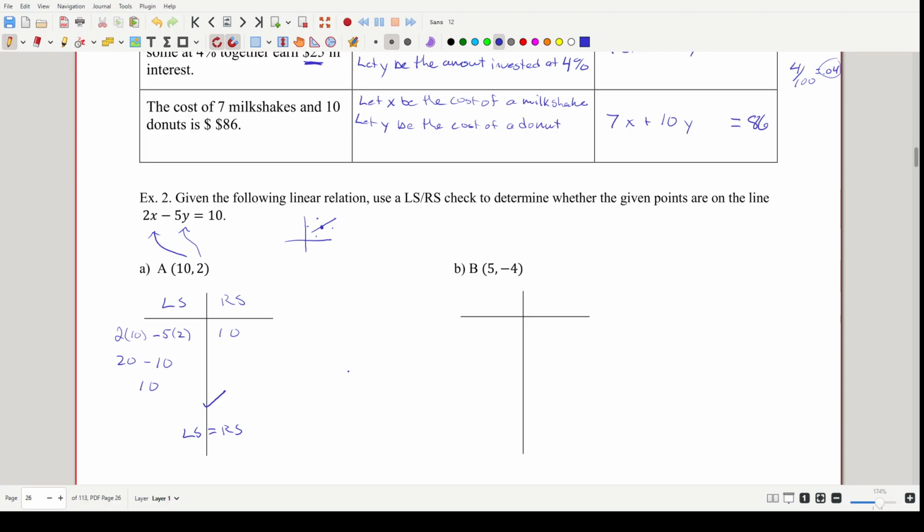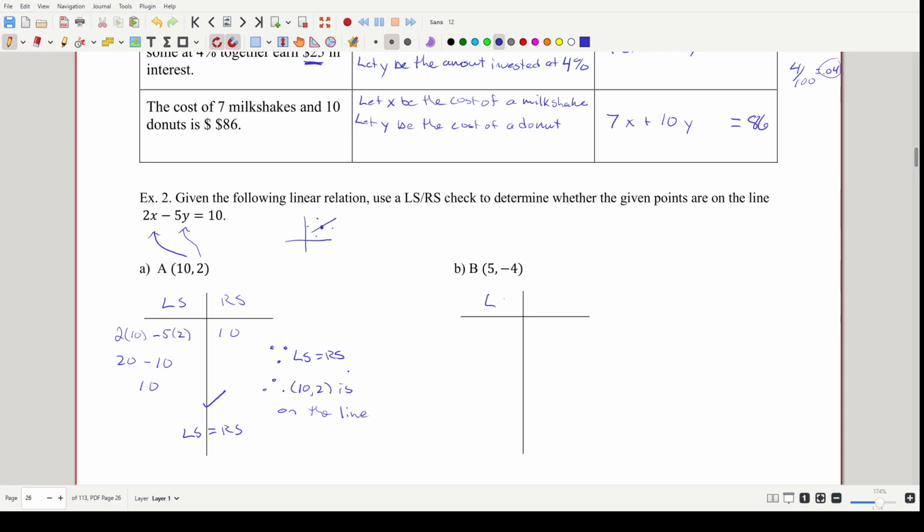So I could even do a therefore statement here. I could say since, and that's an upside down therefore, I could say: since left side is equal to right side, therefore (10, 2) is on the line. Sometimes we'll call that an intersection point. All right, same idea. So we want to see if (5, -4) is on that line.